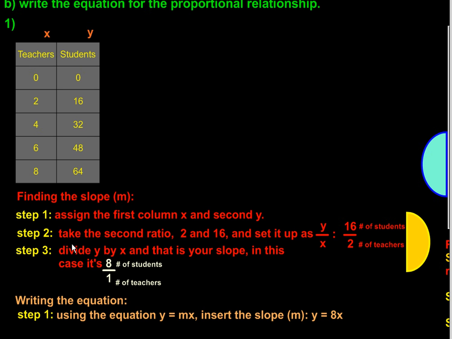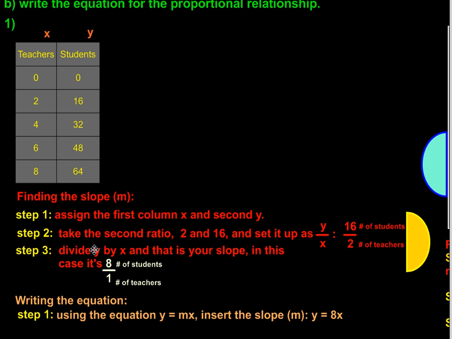Now that I've done that, I'm going to take the second ratio, and generally that's the ratio that I work with, because the first one is always 0, 0, because these all pass through the origin, and that doesn't help me much for an equation, or finding the slope. So I'm going to work with 2, 16, and I'm going to set it up as y over x, noting that my 16 is in my y, and my 2 is in my x. So just like the graph before, I have 16 over 2, 16 being the number of students, 2 being the number of teachers. Now, the fact that this matches up with my graph before tells me that my estimate was very accurate. And sometimes that'll happen, but not often.